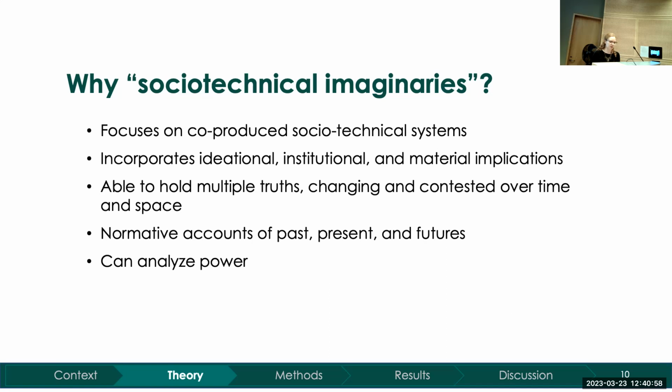It includes a normative account of the past, present, and future. So how we think about the future is not just an exercise of trying to predict how things will be, but it has impacts on how we live in the present and what kinds of decisions we make for the food system today. And then finally, it provides us a lens to look at power. So who gets to decide what the dominant view is? How do imaginaries interact with discursive power, for example?